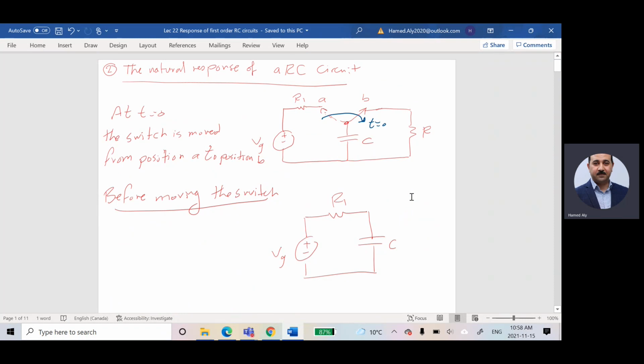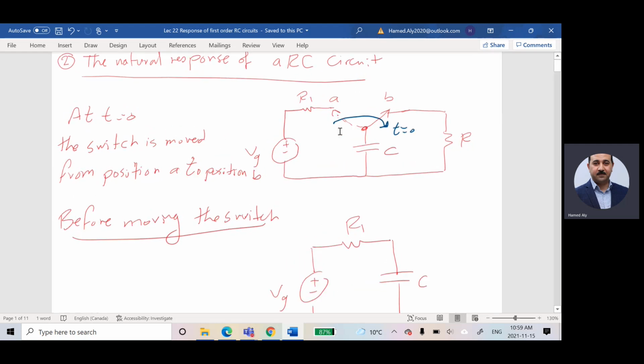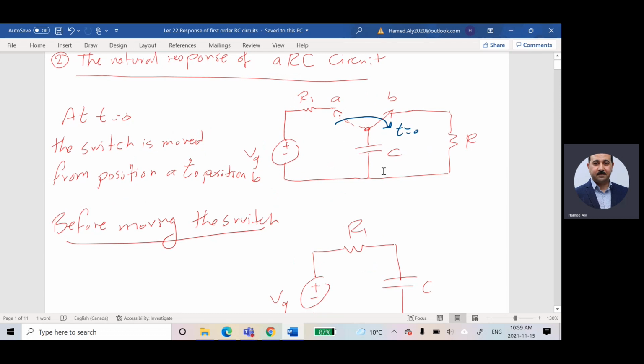Today we are going to talk about the natural response of RC circuit. In the previous class, we were talking about RL circuit. But today we are going to talk about RC circuit. Imagine that we have a circuit like this.